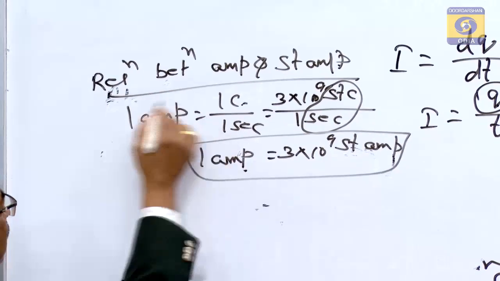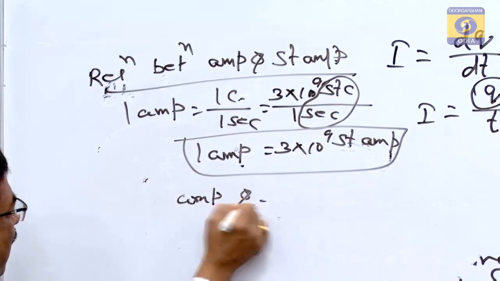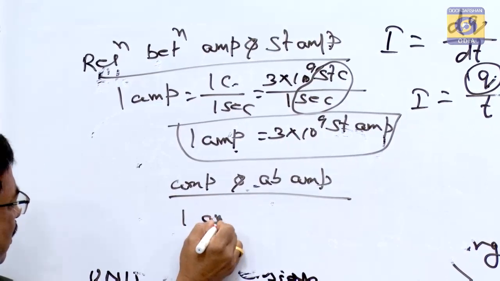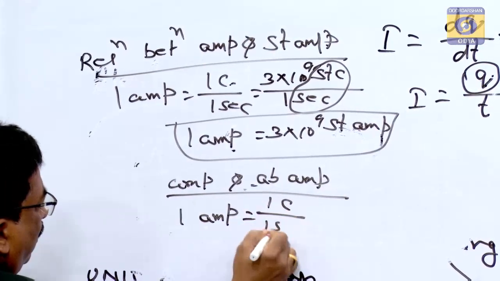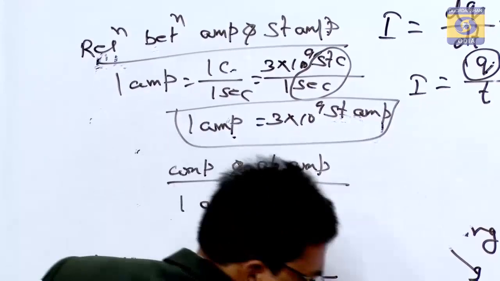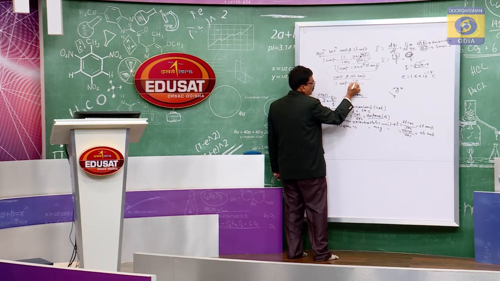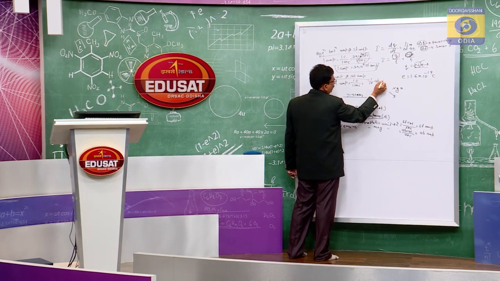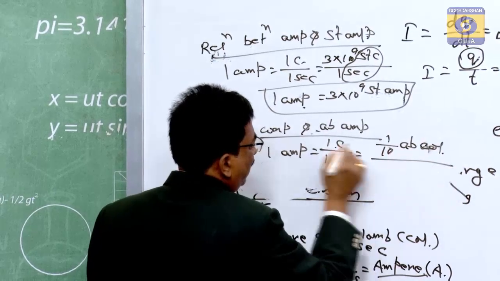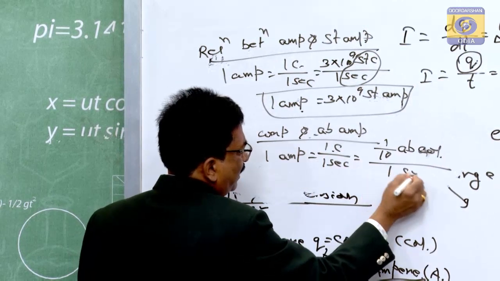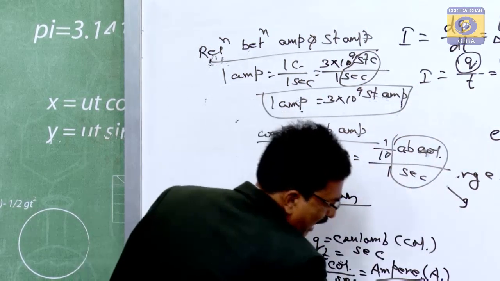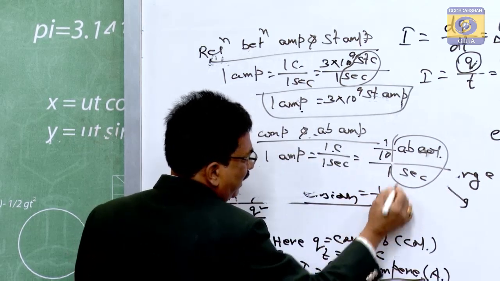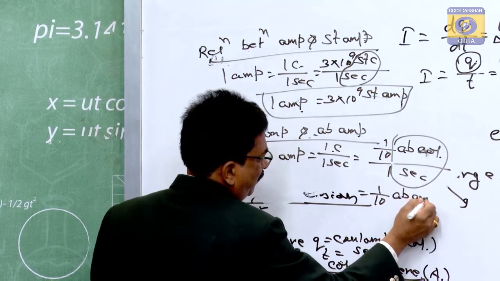Then we will go for the relation between the ampere and the abampere. So, for ampere and abampere, 1 ampere is equal to 1 coulomb by 1 second, and for the abampere it is abcoulomb by second. So, coulomb has to be converted to abcoulomb, that is 1 by 10 of an abcoulomb. 1 by 10 of abcoulomb is equal to 1 coulomb by 1 second. So, abcoulomb by second is the abampere. This 1 by 10 will go down. So, 1 ampere is 1 by 10 of an abampere.